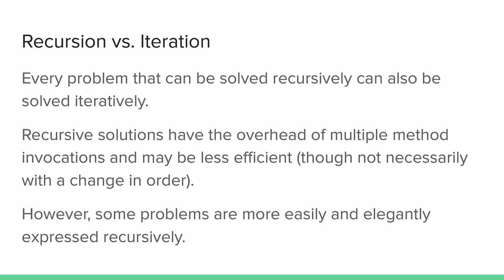Now, just as a note, that generally does not change the algorithmic order. If we think of the order of an iterative solution being defined by the number of loop repetitions, the order for a recursive method tends to be the number of calls in the call stack, and those two numbers are typically the same. So why are we still talking about recursion?